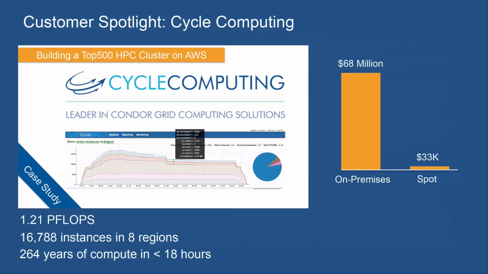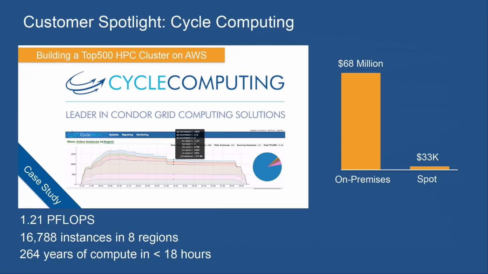And customers have done some pretty phenomenal things with Spot instances. Maybe one of the best examples of this is an AWS partner called Cycle Computing. And Cycle Computing deliver high-performance computing clusters which are built on AWS resources, and they commonly use Spot resources for this.